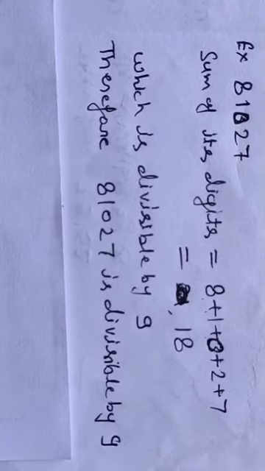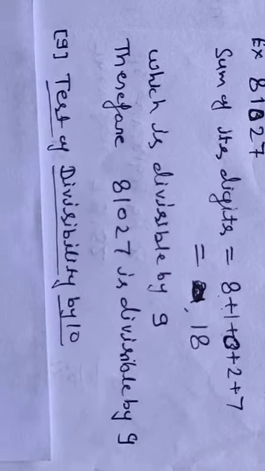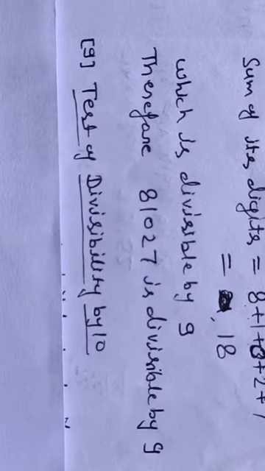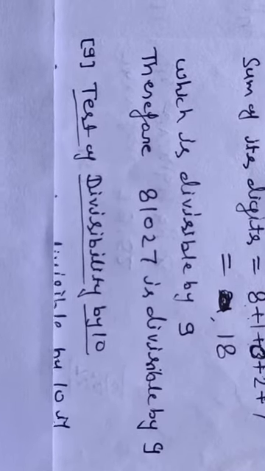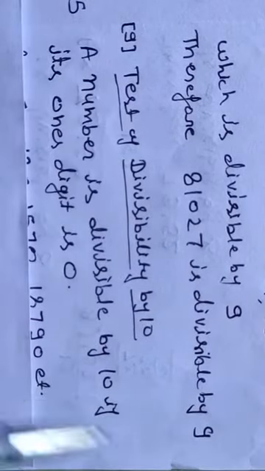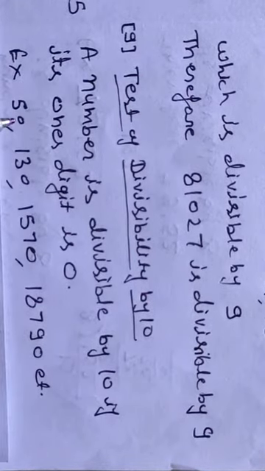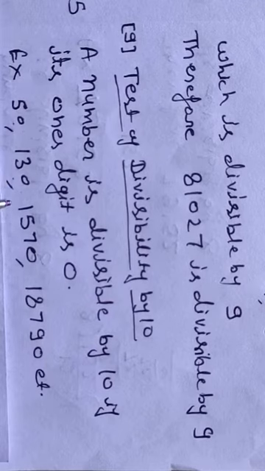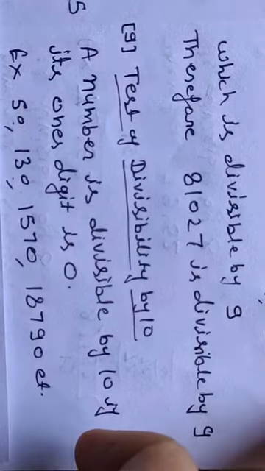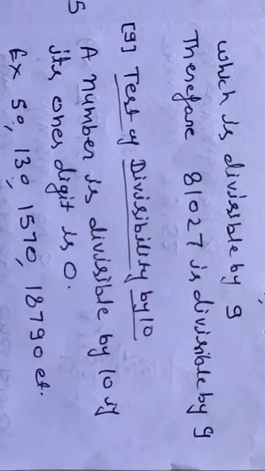And the next is divisibility by 10. It is very easy, a simple test. If the one's place digit is 0, then it is divisible by 10. A number is divisible by 10 if its one's place digit is 0. For example, 50, because the last digit is 0. Another example, 1570. Another example, this. All are divisible by 10 because the one's place digit is 0.